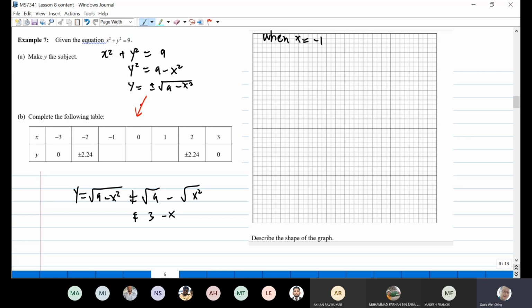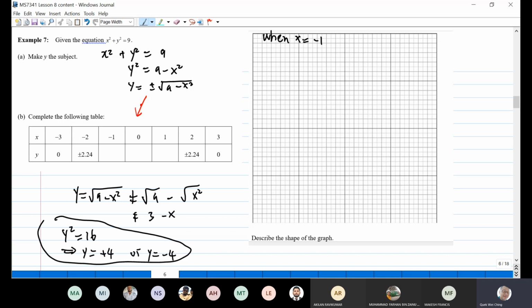Now there are two possible square roots. For example, if you have y square equal to 16, how do you find y now? y equal to plus 4, right? Or y equal to minus 4, right? Take the square root. Correct? If y square equals 16, what is y now? Plus 4 or minus 4, right?